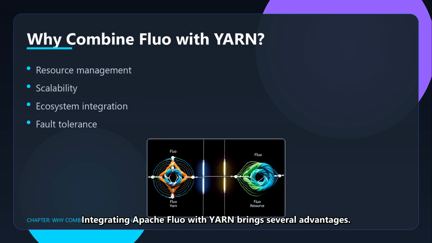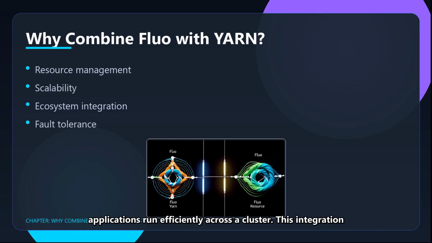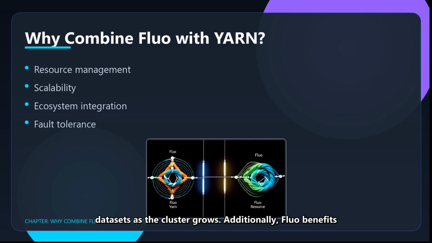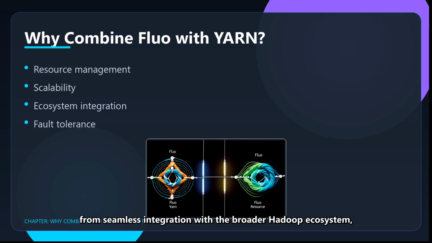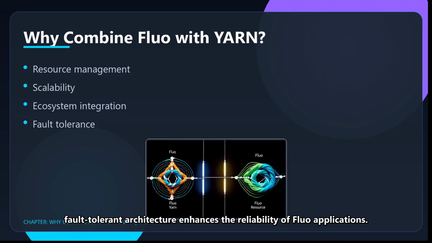Integrating Apache Fluo with YARN brings several advantages. First, YARN handles resource management, ensuring that Fluo applications run efficiently across a cluster. This integration also provides scalability, allowing Fluo to process larger datasets as the cluster grows. Additionally, Fluo benefits from seamless integration with the broader Hadoop ecosystem, including tools like HDFS and Cumulo. Finally, YARN's fault-tolerant architecture enhances the reliability of Fluo applications.